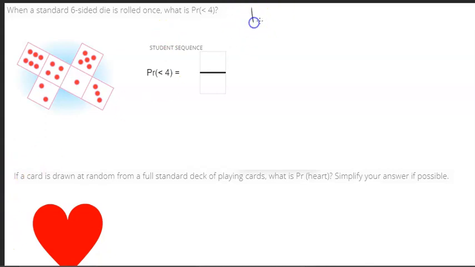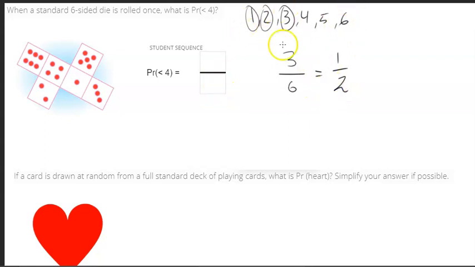So if we list the numbers here, 1, 2, 3, 4, 5, and 6, the numbers that are less than 4 are 1, 2, and 3. We don't care about 4, 5, or 6, so in this case, there is a 3 in 6 chance. However, I didn't put 3 in 6 as my answer because I know this simplifies to a half, because half of them are less than 4, not including 4. So in this case, the answer is 1 in 2.